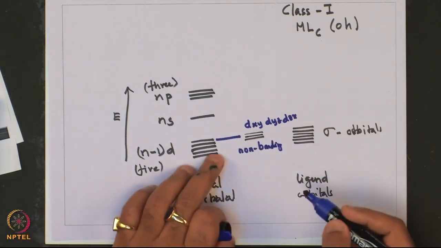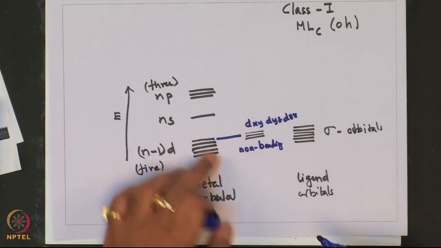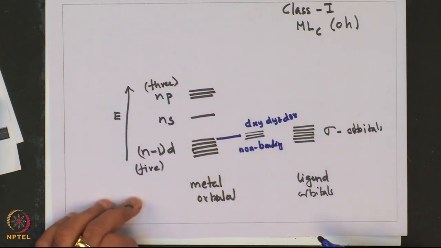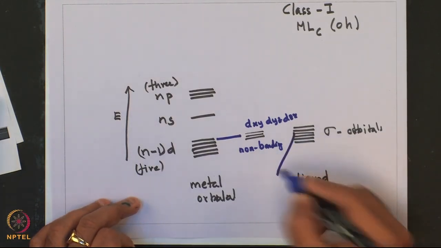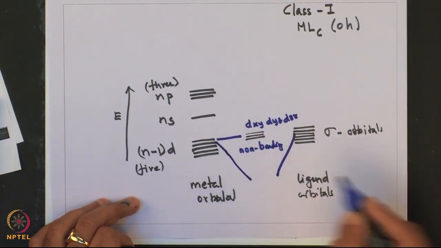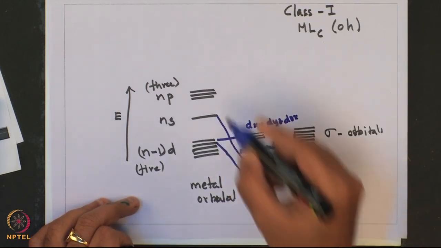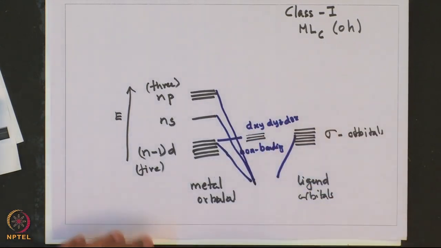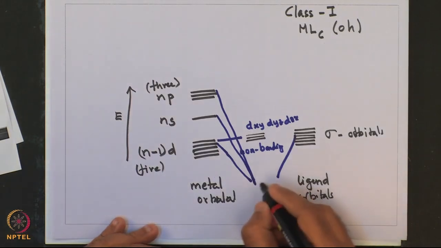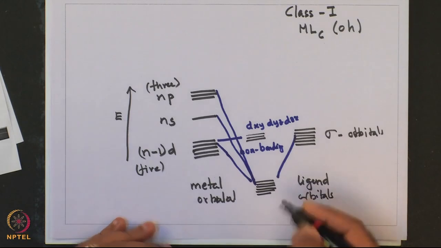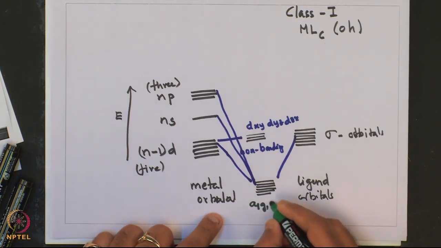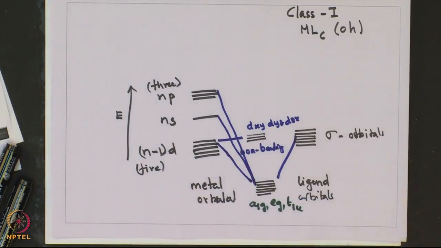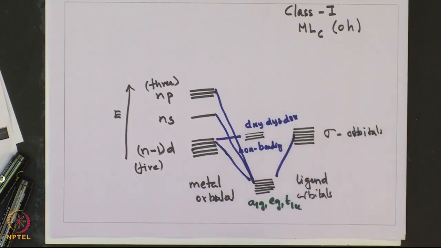So, that leaves us with 2 of the d orbitals, 1 of the s and 3 of the p orbitals interacting with the 6 ligand orbitals. So, 2 of these, 1 of that and 3 of that interact to give 6 bonding orbitals. And these are called A1g, Eg, T1u. And these 3, dxy, dyz, dzx, which do not interact are called T2g orbitals.